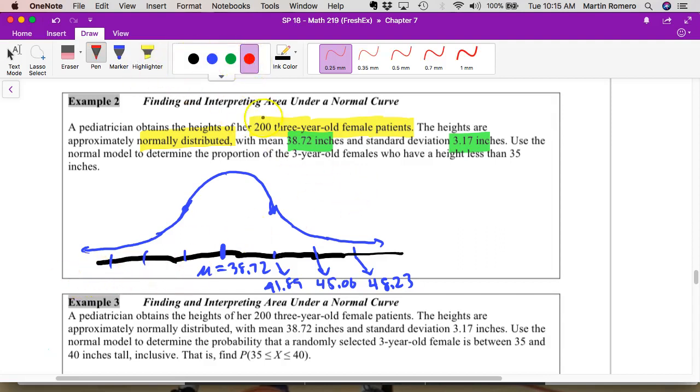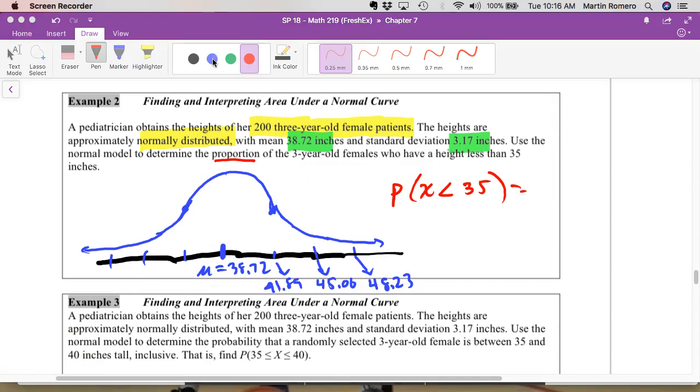Now the question being asked is, what is the proportion? Use the normal model to determine the proportion of 3-year-old females who have a height less than 35 inches. So we want the probability that one of those 3-year-old females has a height less than 35, and that's what we need to calculate. So where is 35? 35 is going to be somewhere on this side.